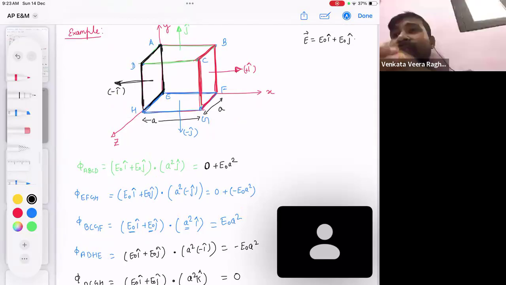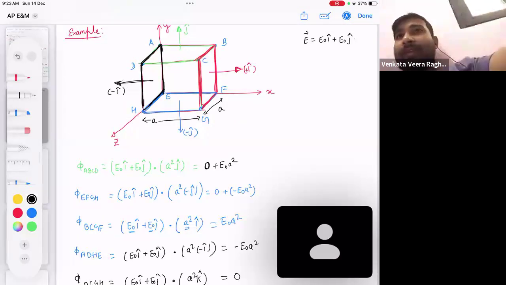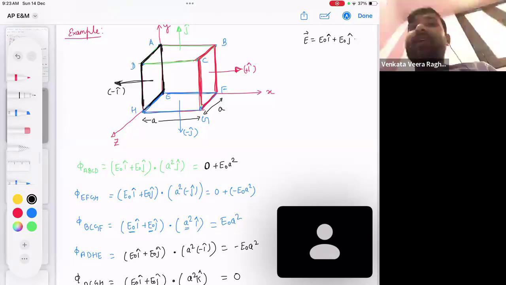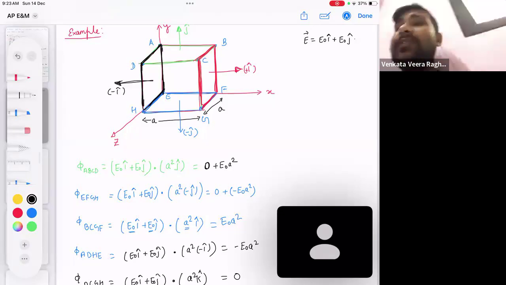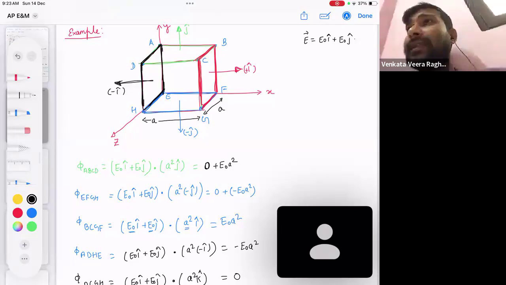So plus E naught square minus E naught square again plus E naught square minus E naught square. We have added and we got what? The net flux. Okay. So there is an important property about the electric flux. Whenever we calculate electric flux through a closed surface, please listen carefully, kept in a uniform electric field. Understand? Kept in a uniform electric field.